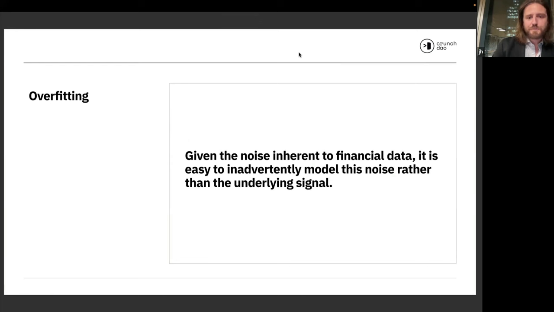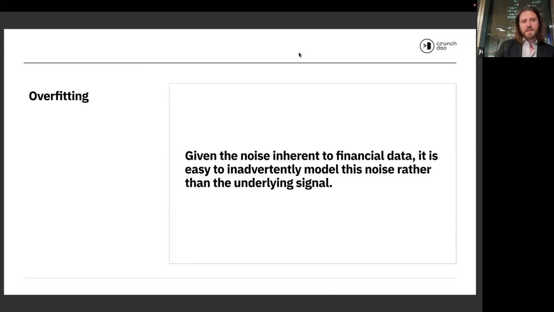Obviously, this one we can get through pretty fast. You probably heard about it and already faced it quite a lot. There is a lot of noise inherent to complex systems, especially in financial data. So it's very easy to learn this noise and act on this noise. Maybe we can move on to the next slide, Matteo. Yeah.